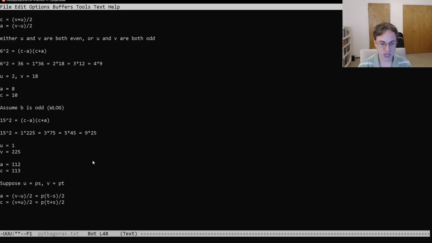So if p is an odd prime, we've already noted that u and v both have to be odd, and so we know that p is not 2. It's not the even prime. Because p is an odd prime, we know that 2 must divide t minus s and t plus s, and therefore a and c have a common divisor of p.